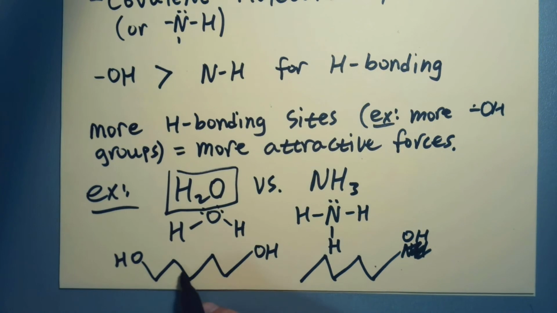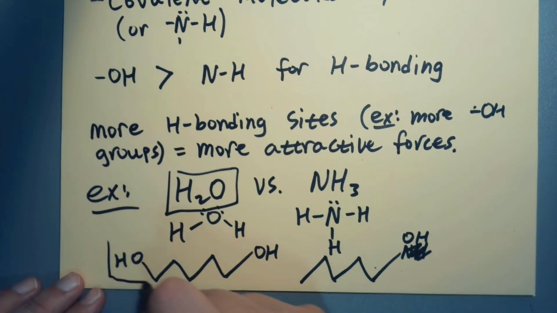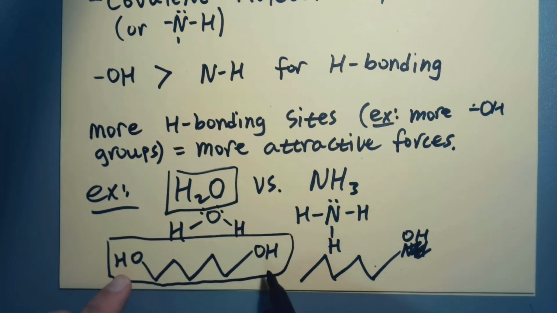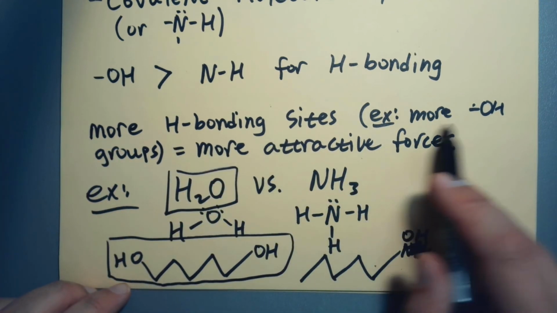Okay, so they're same carbon length though, 1, 2, 3, 4, 5, 1, 2, 3, 4, 5. So the carbon chains are the same. The only difference is this one has 2 OH groups, this one has 1. That means this guy wins because it has more H bonding sites. It has more OH groups.